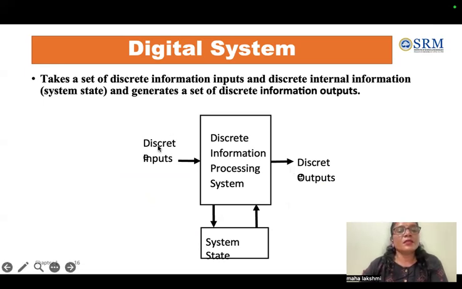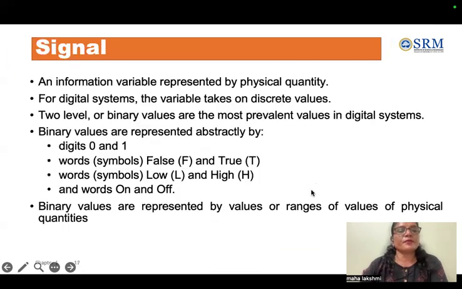Because it is a digital system, the inputs will be of a discrete form, and the output also will be of a discrete form. It will not be a continuous form. So a digital system takes a set of discrete information inputs and discrete internal information and generates a discrete set of information outputs. So what are the different signals which are available? We will discuss that.